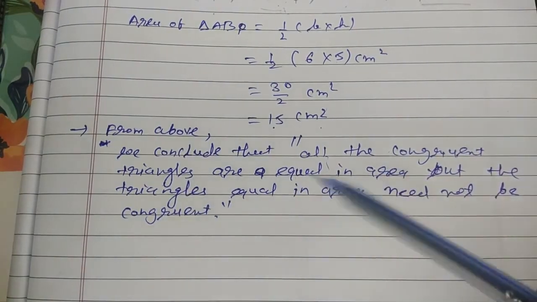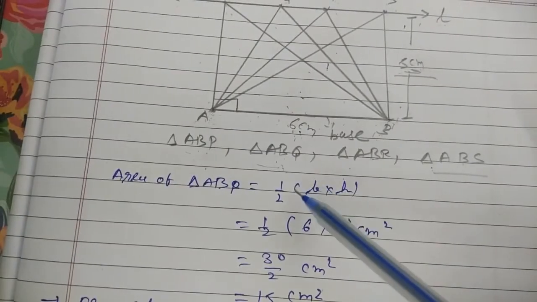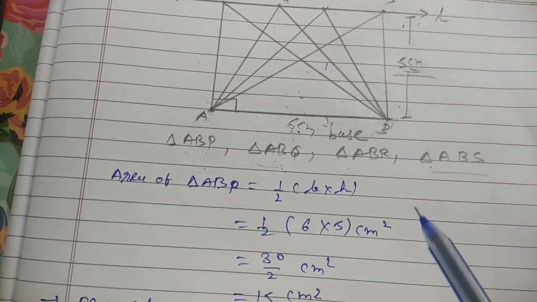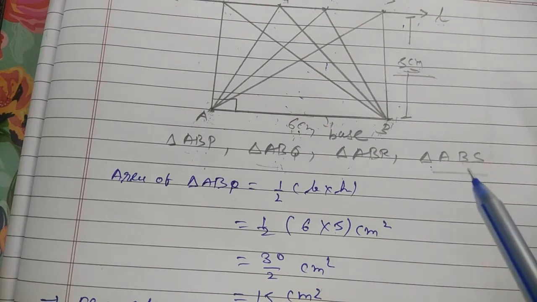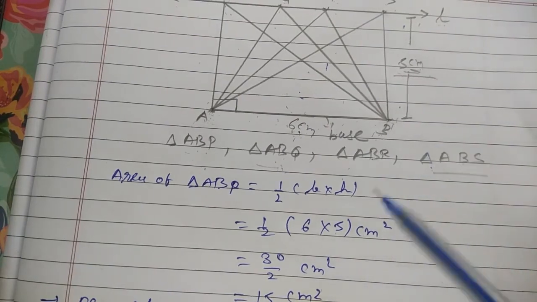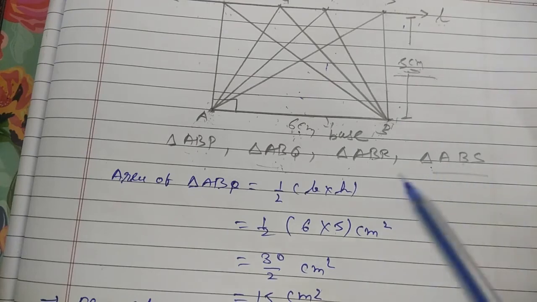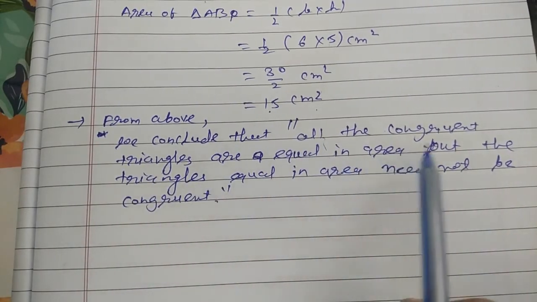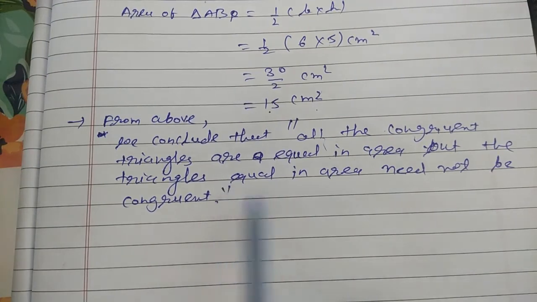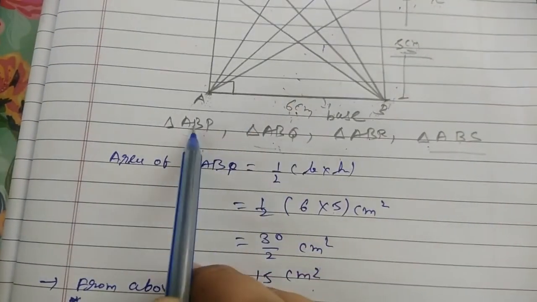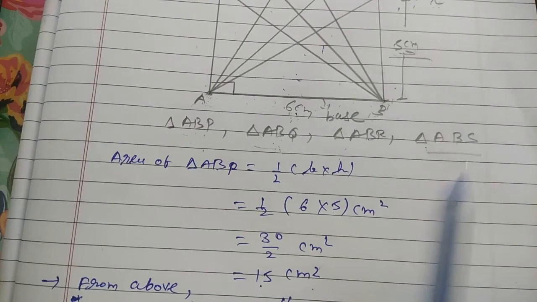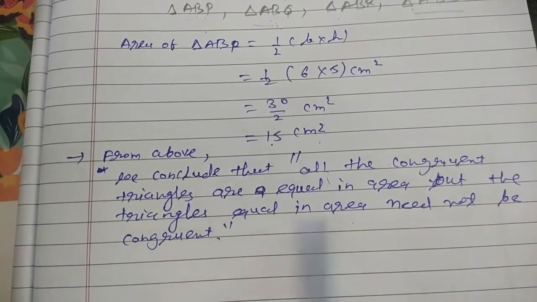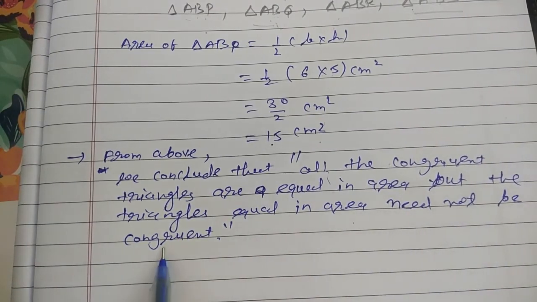We have found that before this example, when we took two scalene triangles having the same size. They are congruent, and from that we found that these two congruent triangles have equal area. So all the congruent triangles are equal in area, but for triangles equal in area, here we can see that ABP, ABQ, ABR and ABS are equal in area, but they are not congruent. So the triangles equal in area need not be congruent.